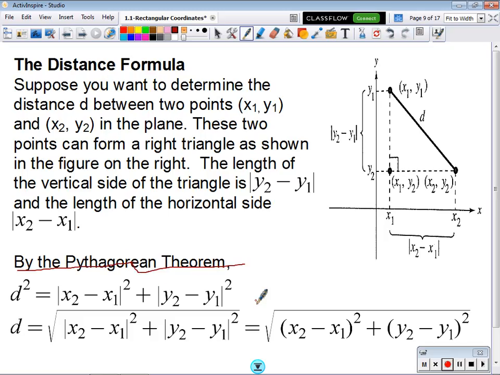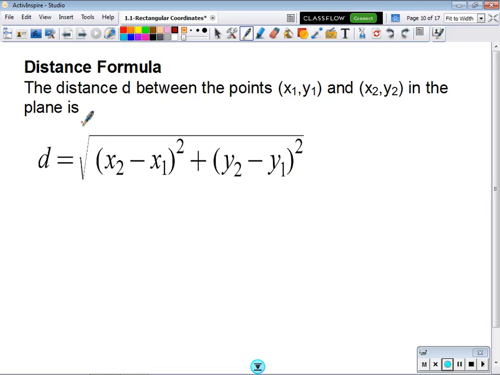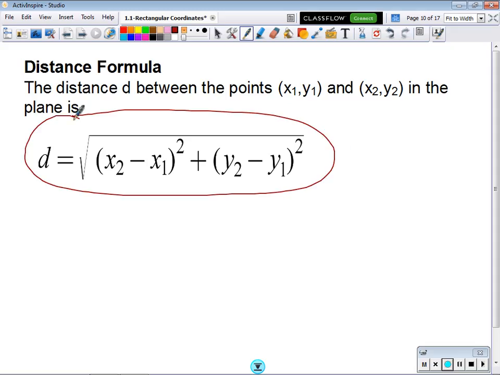The distance formula, which is this right here, and I'm going to show you this on the next slide, is what you use in order to find the distance between 2 points on a graph. We have here d equals the square root of x2 minus x1 squared plus y2 minus y1 squared.